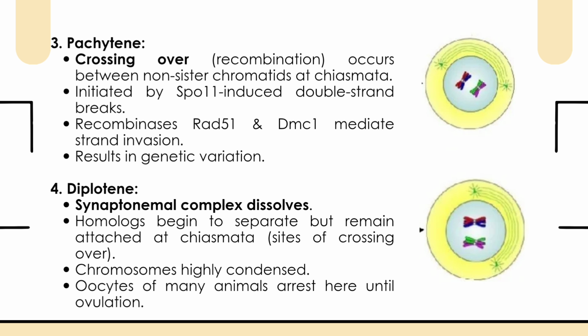In the next subphase, Diplotene, the synaptonemal complex dissolves, and homologs begin to separate but remain connected at chiasmata, the cytological manifestation of crossovers. Chromosomes are highly condensed in this stage. Importantly, in many animals, oocytes arrest at diplotene, dictyate, until ovulation, an important physiological feature.